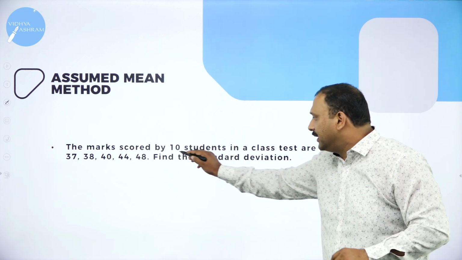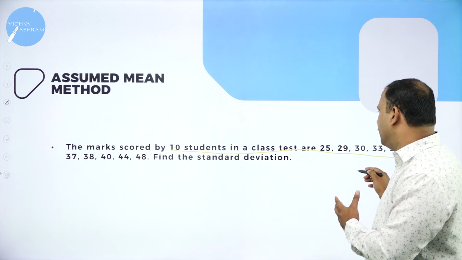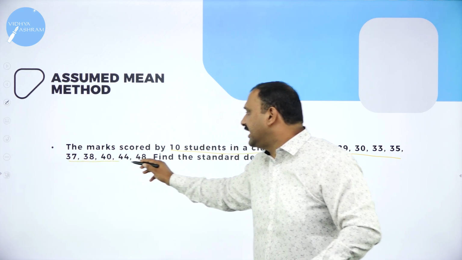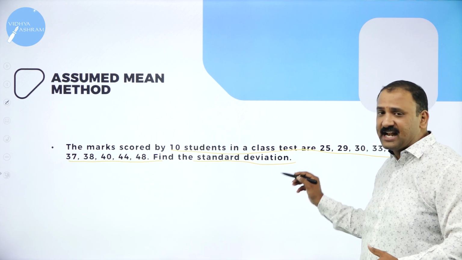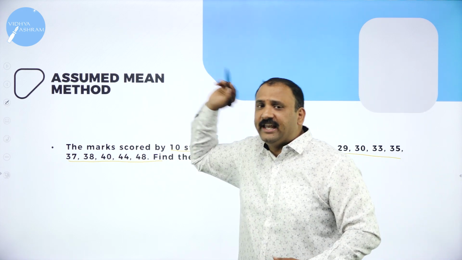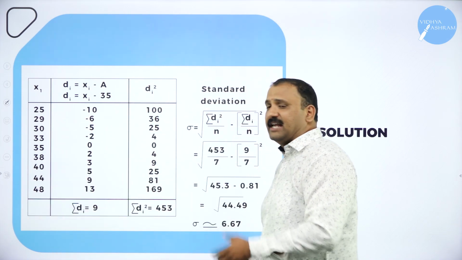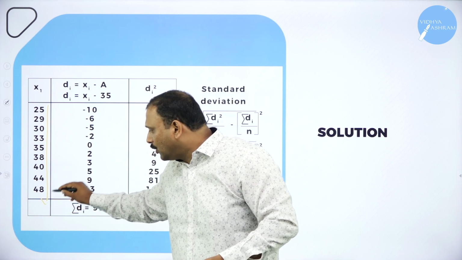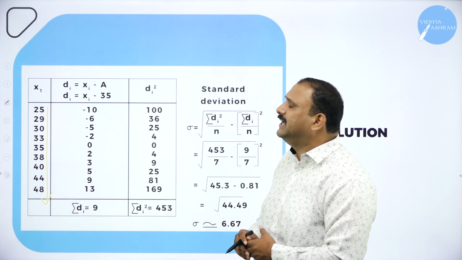So now let's try to understand. The marks scored by 10 students in a test are given: 25, 29, 30, 33, and then it moves to 37, 38, 40, 44 and 48. Now we are going to find the standard deviation using the assumed mean method. So how to do this problem? Here you have x1, that is the data that is being given here, the student scores. 10 scores are there. You are going to assume a mean value here.